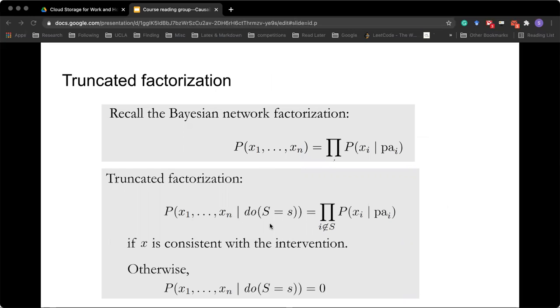the factorization for the joint probability given the do calculus will become the truncated factorization, in which we only consider the i who is not in the intervention set. This is different from the general Bayesian network factorization.